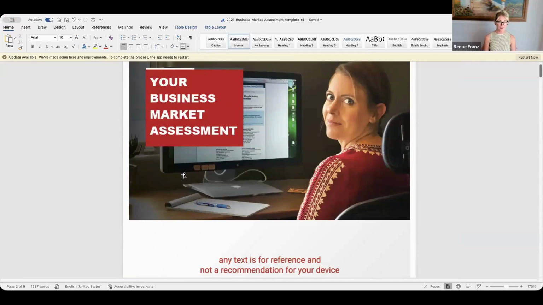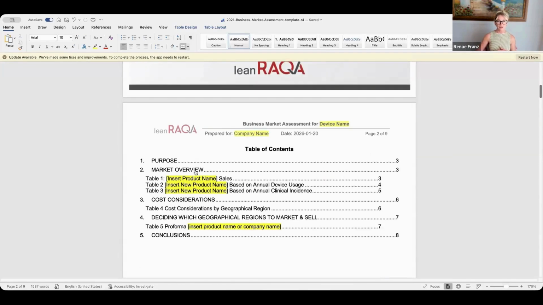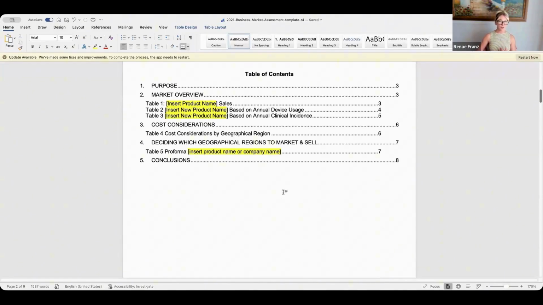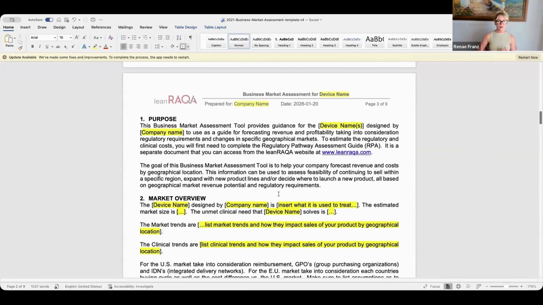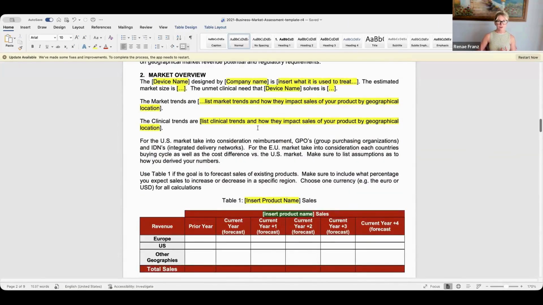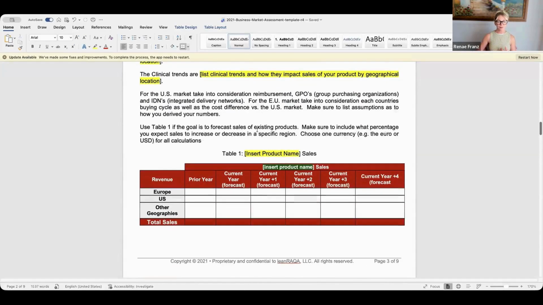I guess while you're doing that, I'll talk about the first tool that we've created for you and shared. It's a business market assessment tool. We're going to look at forecasting revenue for your product, then look at cost considerations by market, and then, at a very high level, what your pro forma would look like. So here's the table of contents. Everything in this document that's highlighted yellow you would customize with your product's information. You can see there's quite a bit of yellow space here for you to customize.